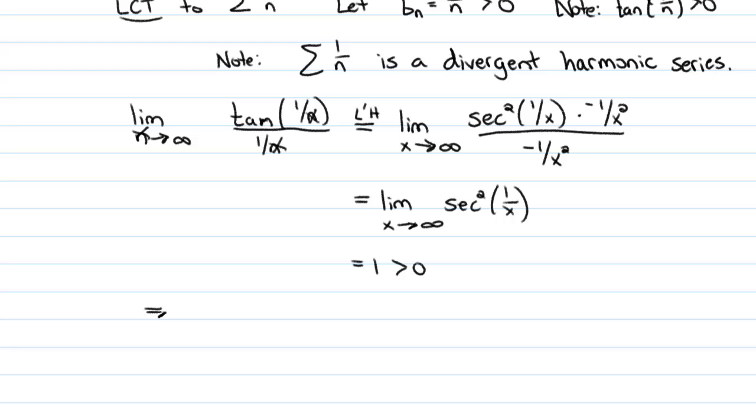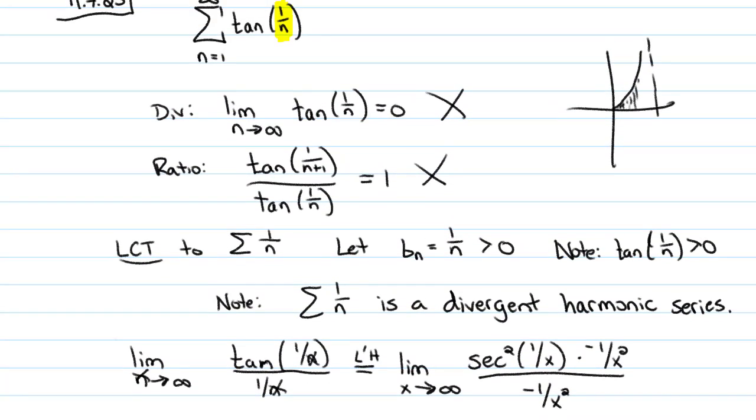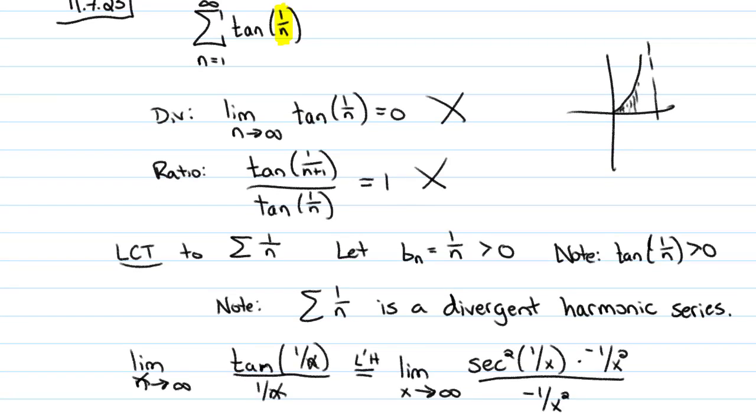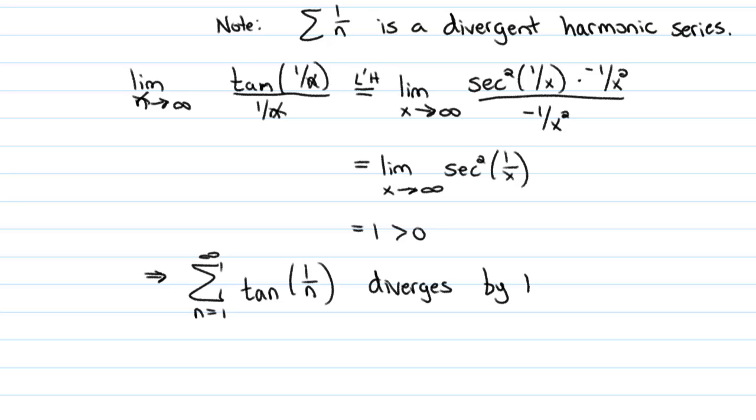Therefore, both series that we're looking at, the tangent of 1 over n and 1 over n, will converge or diverge together. Because we already know the summation of 1 over n diverges, that implies the summation n equals 1 to infinity of the tangent of 1 over n also diverges. And that's by limit comparison test.